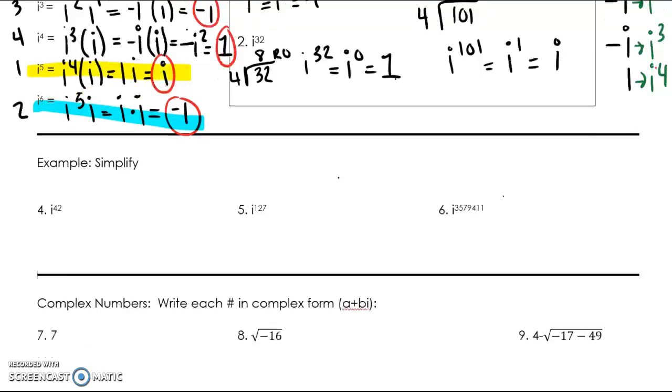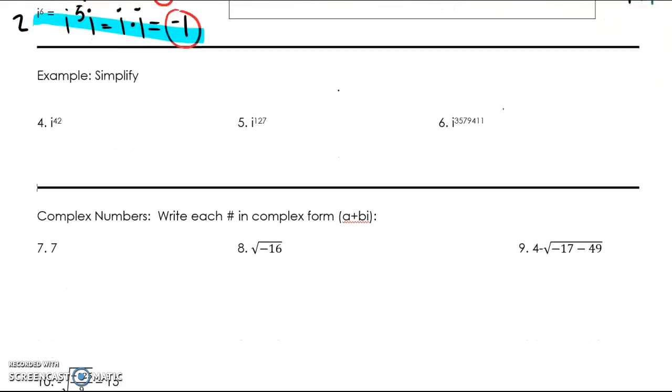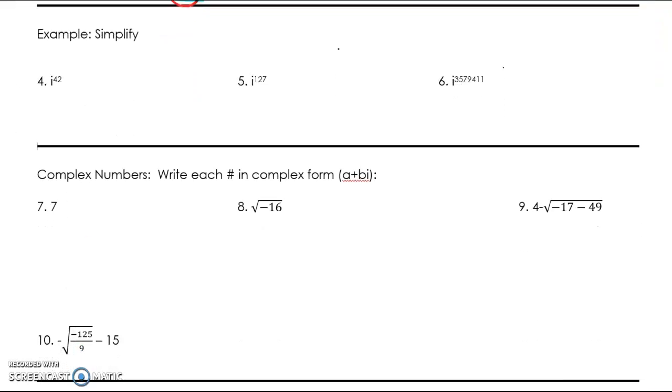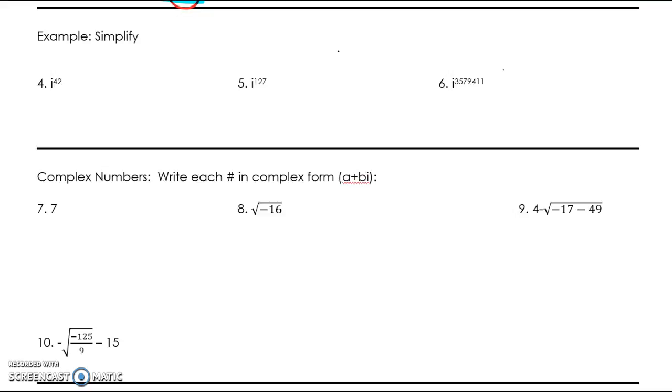You can try these next few examples on your own. So if you would like to pause your recording, you can, and then check your answers with me. So we're going to take 42 and divide 42 by 4. When I divide 42 by 4, I'm going to get 10 with a remainder of 2. So i to the 42 is the same as i squared, and i squared is equal to -1.